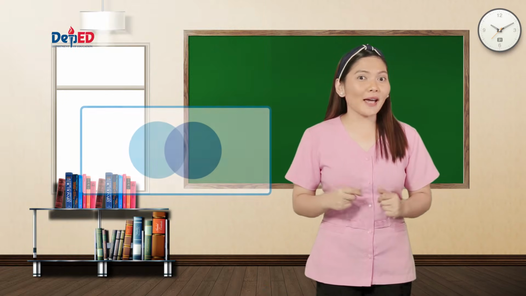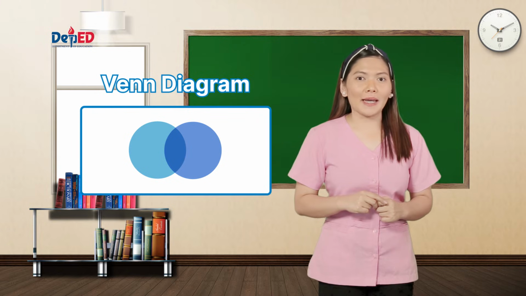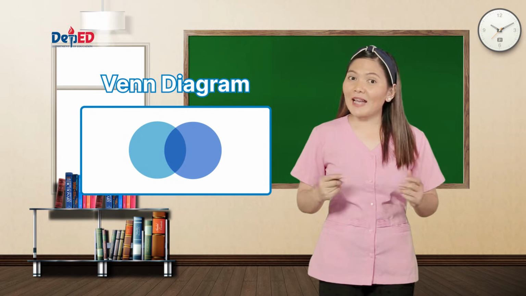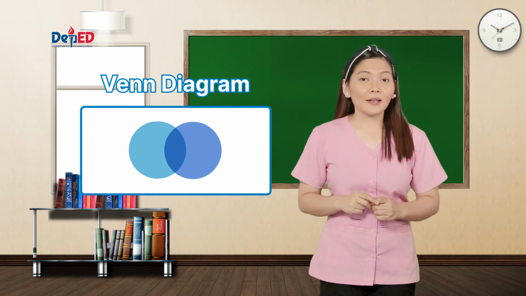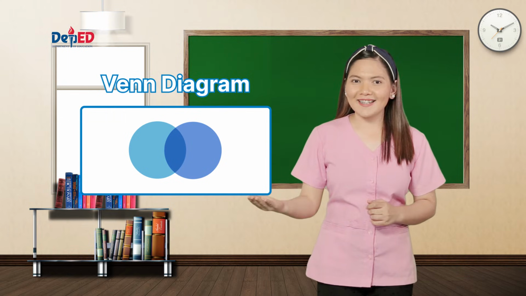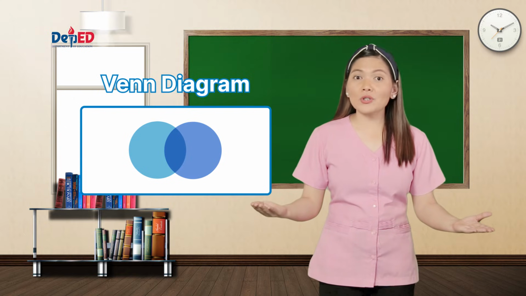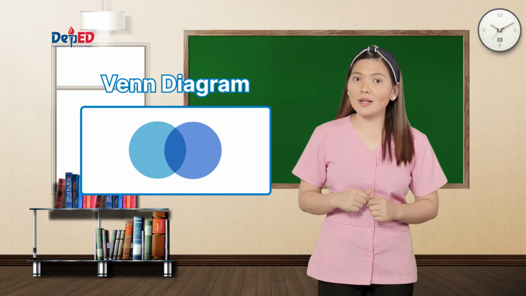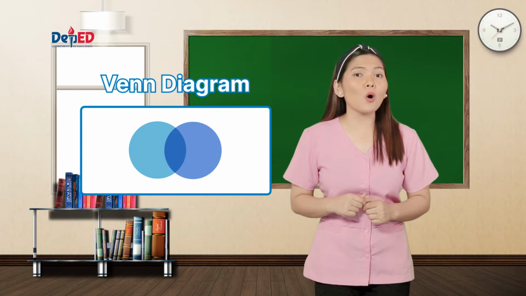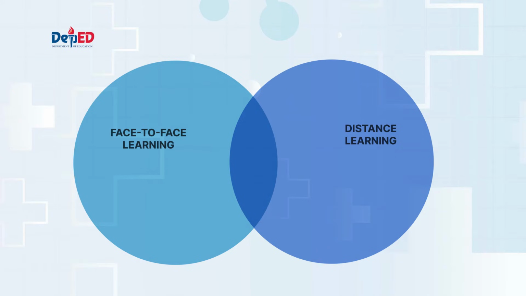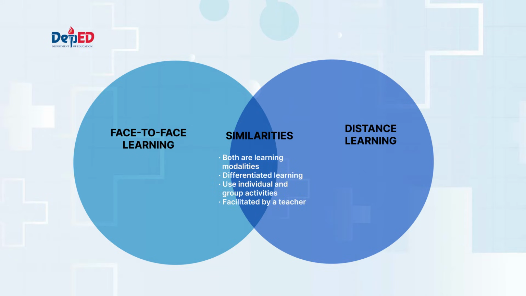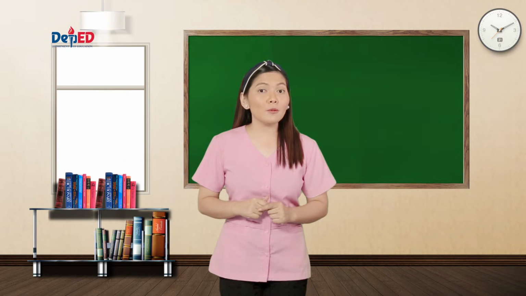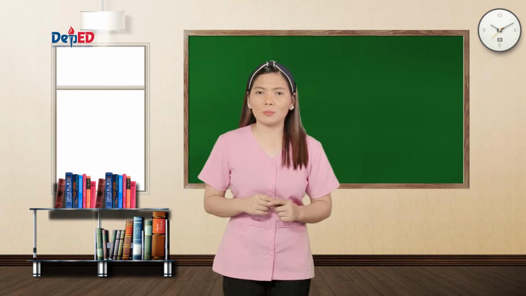Next, Venn diagram. This textual aid is used to identify, classify, categorize, and recognize similarities and differences of two or more subjects, ideas, thoughts, or concepts that use two overlapping circles. Let's differentiate face-to-face from distance learning. Both of them are a variety of learning modalities where differentiated learning and individual and group activities are implemented. They are mutually facilitated by a teacher.